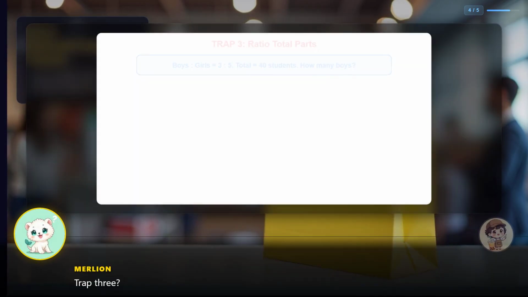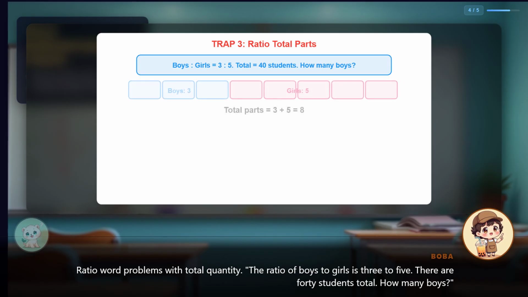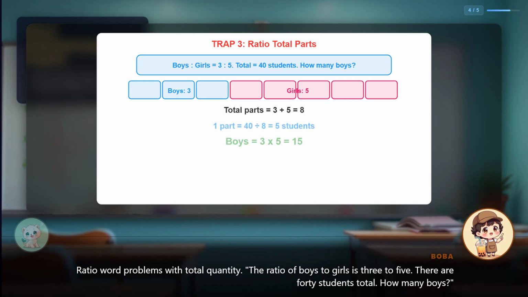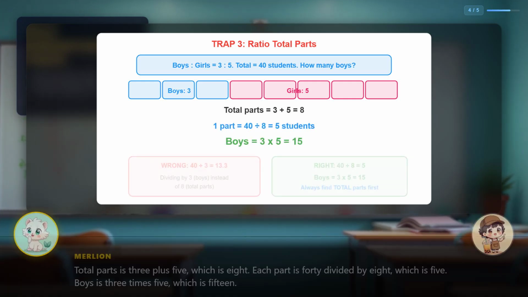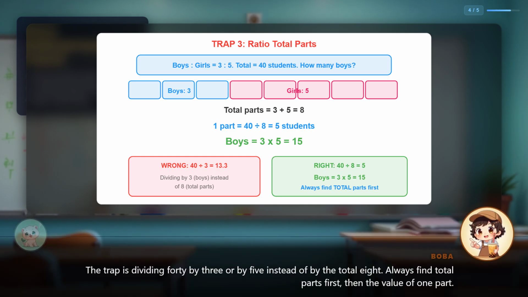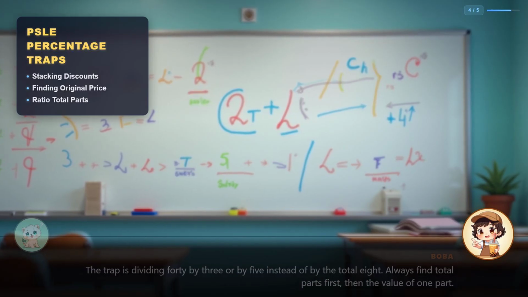Trap 3. Ratio word problems with total quantity. The ratio of boys to girls is 3 to 5. There are 40 students total. How many boys? Total parts is 3 plus 5, which is 8. Each part is 40 divided by 8, which is 5. Boys is 3 times 5, which is 15. The trap is dividing 40 by 3, or by 5 instead of by the total 8. Always find total parts first, then the value of one part.